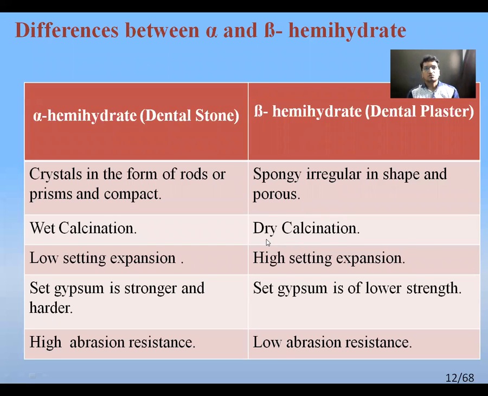One thing you remember: the more water we take for mixing, the more the expansion, so beta has a high setting expansion. The set stone is stronger and harder, like the casts you make in preclinical work. They are all made up of dental stone, so it is stronger and harder, whereas beta hemihydrate has a lower strength.